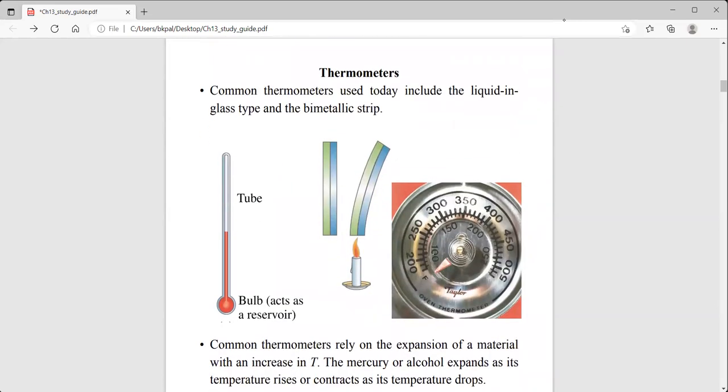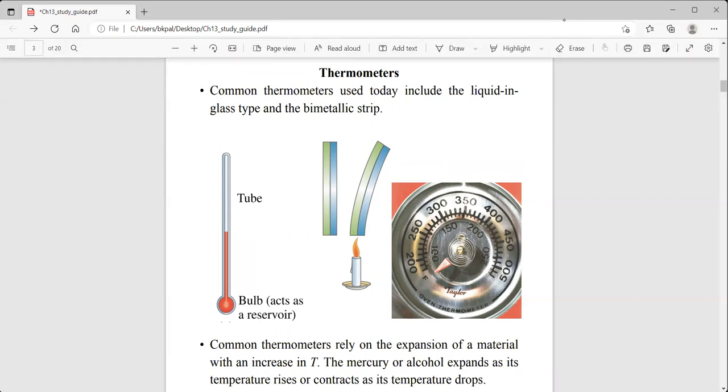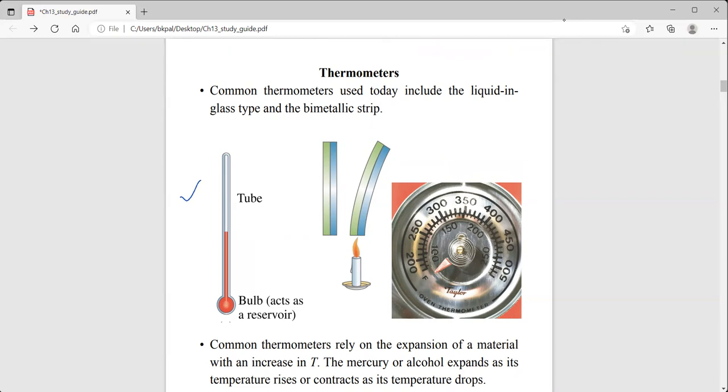All right. So a thermometer is the device to measure the temperature, okay? The most common type of thermometer is the liquid in a glass tube, okay? So you probably already have seen this kind of thermometer. Another type of thermometer is this bimetallic strip, normally used in the oven, okay?